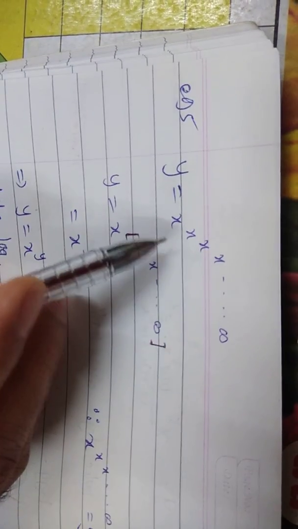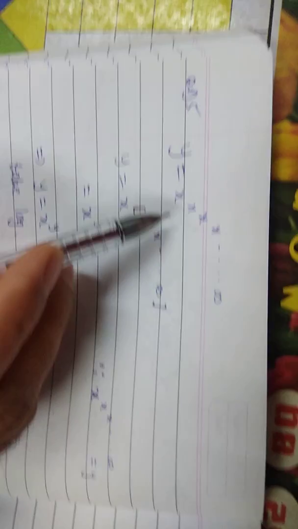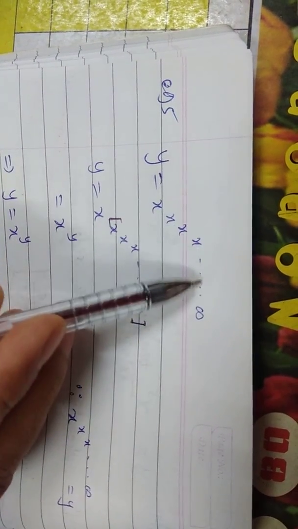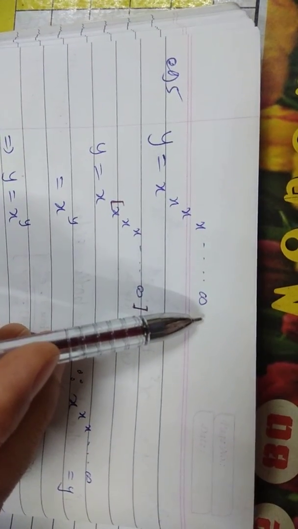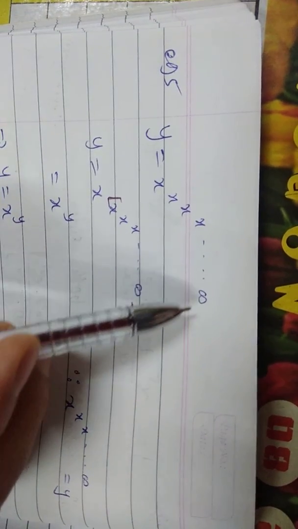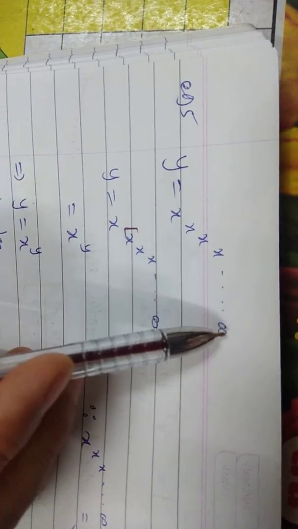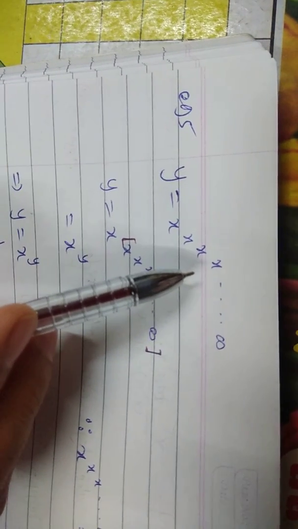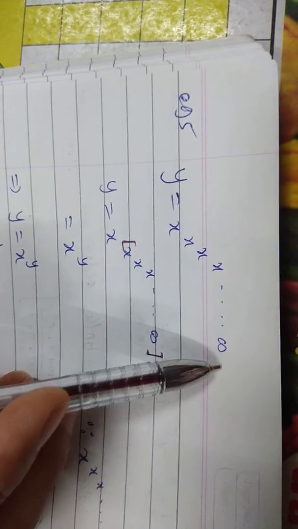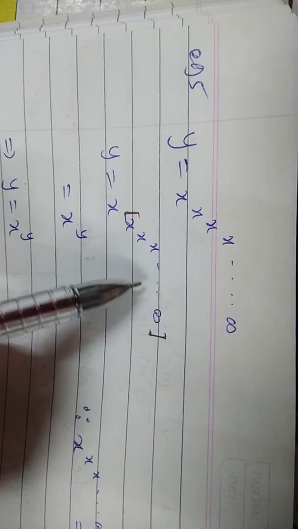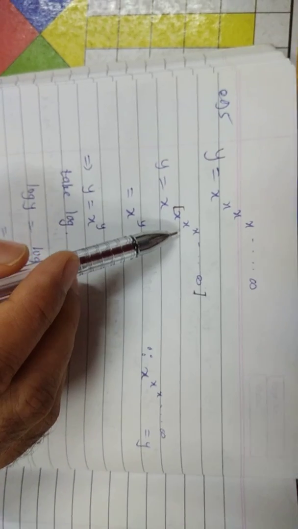This is the next problem on logarithmic differentiation. Here y equal to x raised to x raised to x raised to x, for infinite times there are x terms. If you think this is a very tough problem, it may seem tough for some of you because there are many x terms. But if you use log and a simple logic, this will be a very simple problem for you.